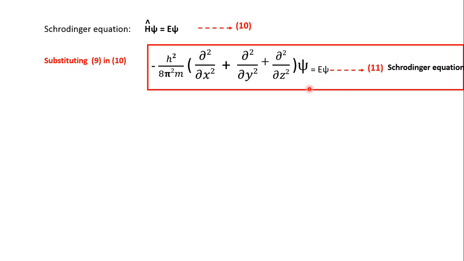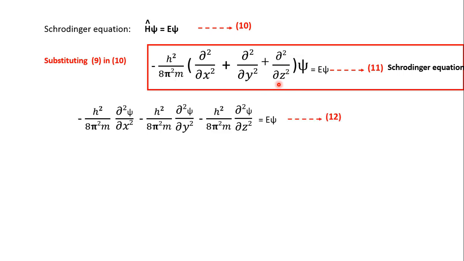Split the terms on the left hand side, we will get minus h square by 8 pi square m dou square psi by dou x square minus h square by 8 pi square m dou square psi by dou y square minus h square by 8 pi square m dou square psi by dou z square. Here the value of the wave function psi depends upon x, y and z.